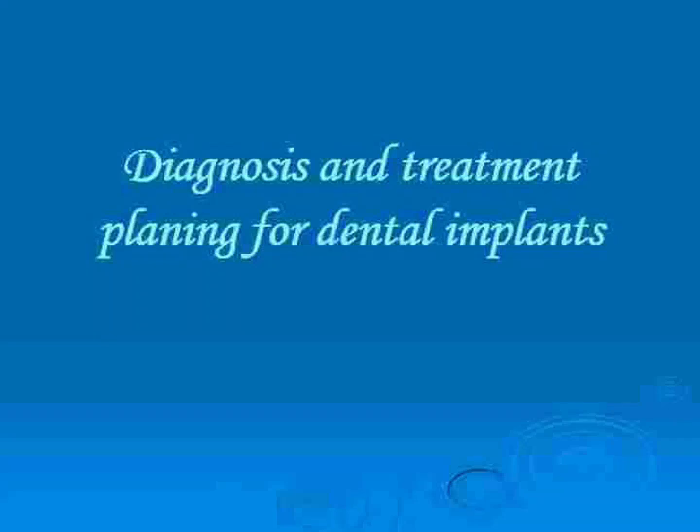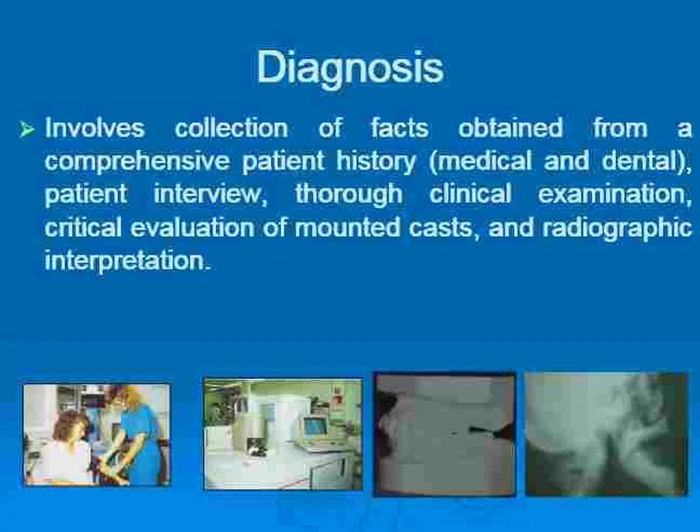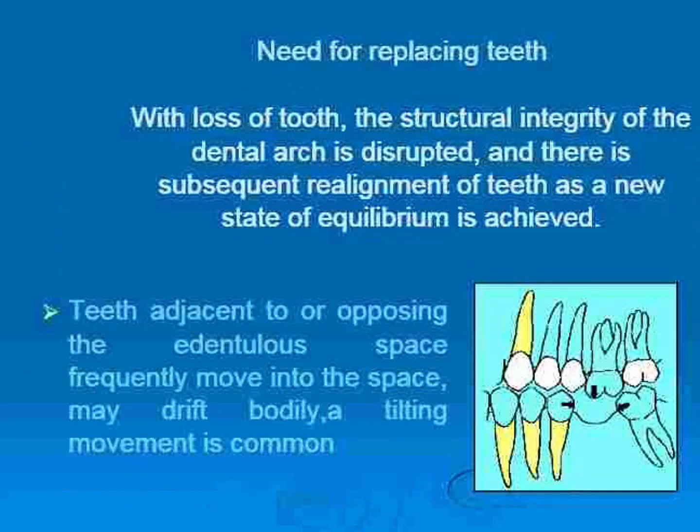Diagnosis and treatment planning for dental implants. Edentulous patients can be restored with a fixed partial denture, dental implants, a removable partial denture, or a complete denture. Diagnosis involves collection of facts obtained from a comprehensive patient history, both medical and dental, patient interview, thorough clinical examination, critical evaluation of mounted cast, and radiographic interpretation.